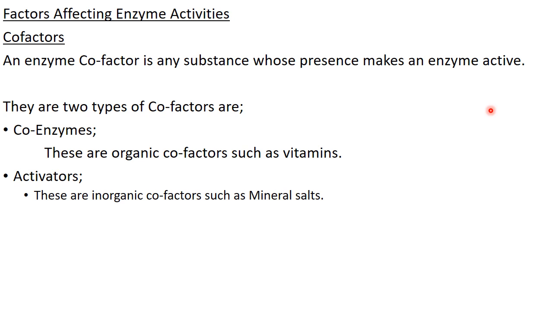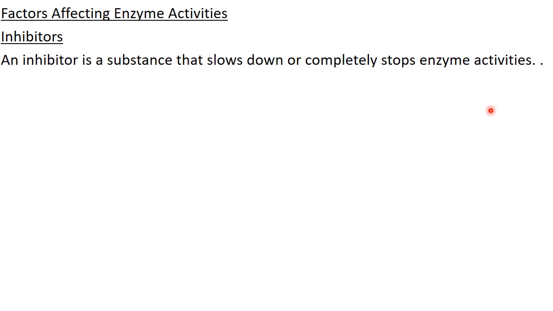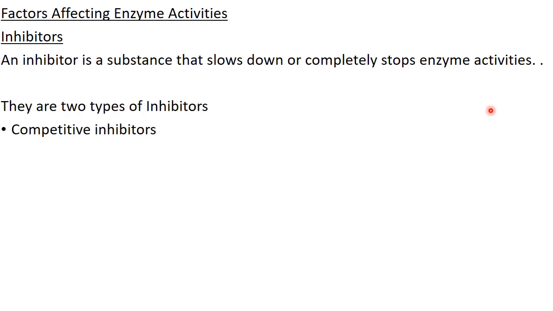Let's look at the last factor. The last factor is called inhibitors. So what is an inhibitor? An inhibitor is defined as a substance that slows down or completely stops enzyme activities. Cofactors do the opposite, but inhibitors slow down an enzyme's activity or completely shut it down. There are 2 types of inhibitors. The first are called competitive inhibitors.